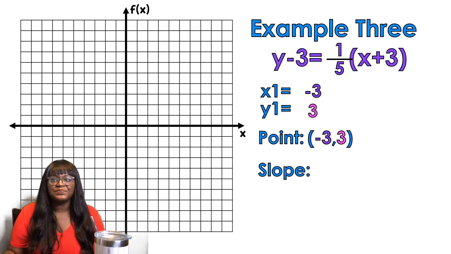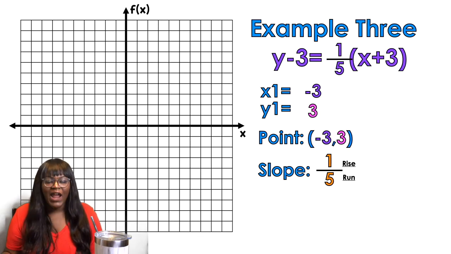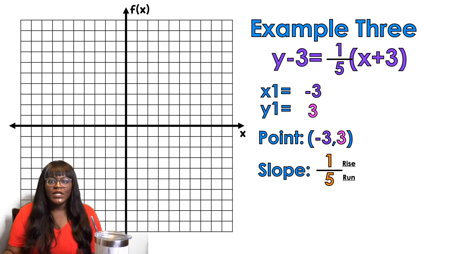Slope is 1 over 5. Good, so 1 is my rise. 5 is my run.